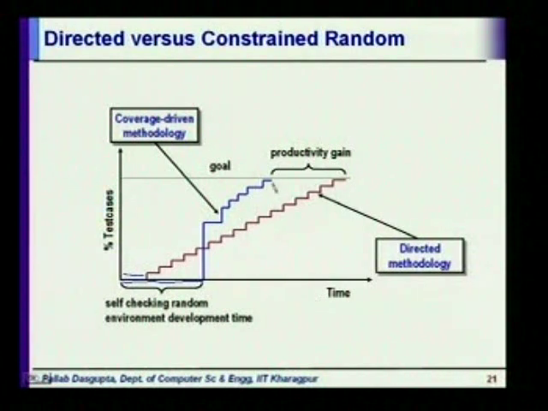And remember that verification is going to eat up 70% of your design cycle time. So this productivity gain is a very significant amount, because if you are able to reduce 30%, it's 30% of the 70% of the time. So that's pretty good. So this is the motivation for this.